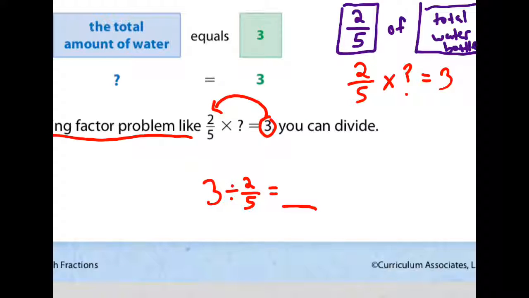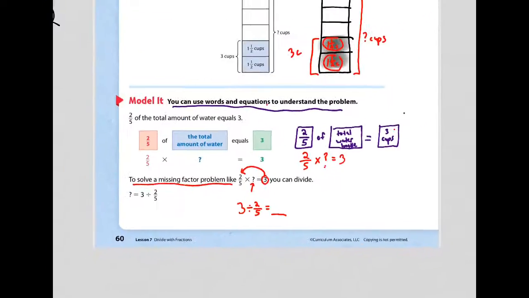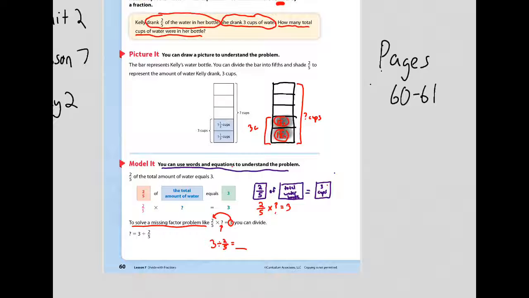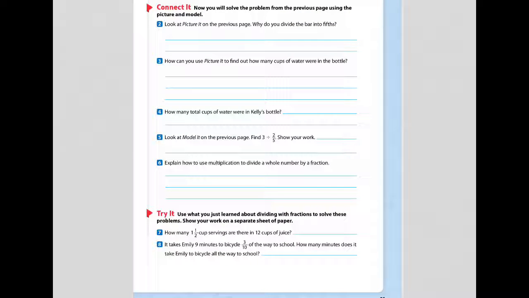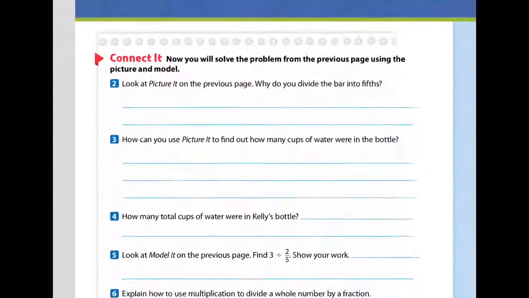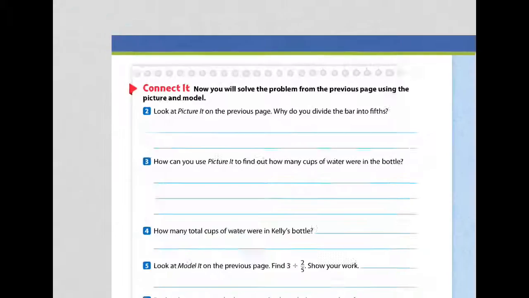Remember, our lesson is about dividing whole numbers by fractions. So we use that model to understand that we have a multiplication problem with a missing number, but we can solve those through division. And that's what we're going to work on the next page. Remember, you can pause this video at any time, but now we're going to go over to page 61 on your right. In this one, we're going to work on the connect it in a second.